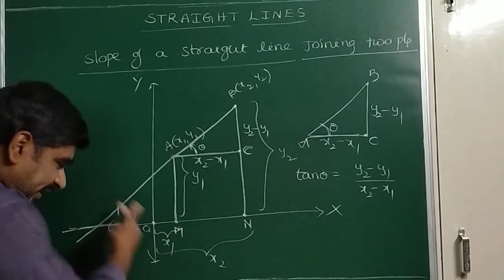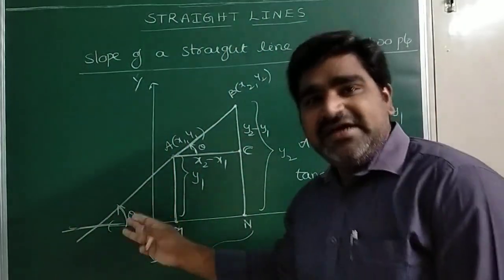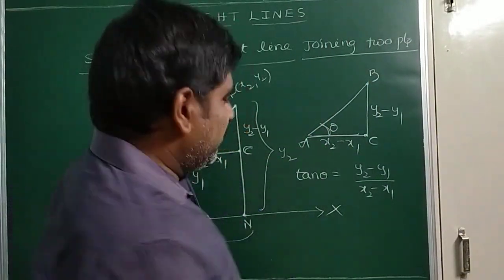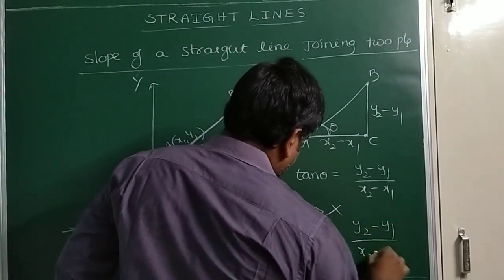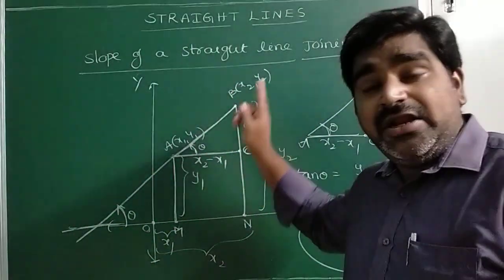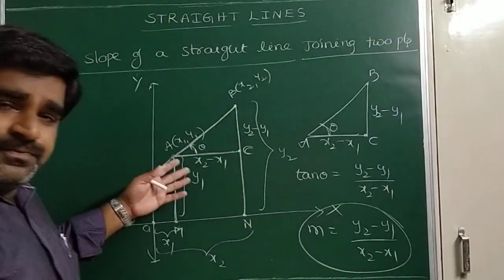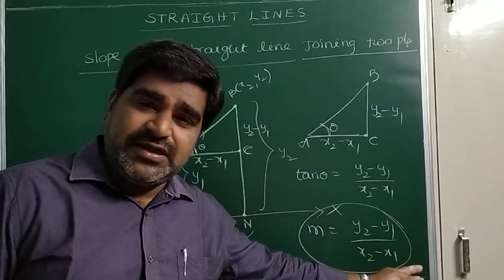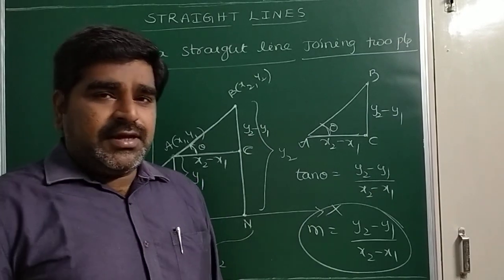But what is theta? Theta is the inclination. If theta is the inclination, then the slope is m. So m is nothing but y2 minus y1 by x2 minus x1. Like this, we can derive the slope of a straight line joining two points in a plane. This is the formula and this is the proof.